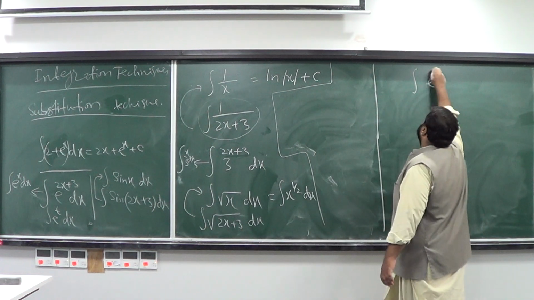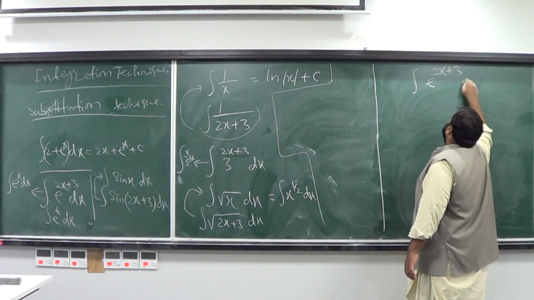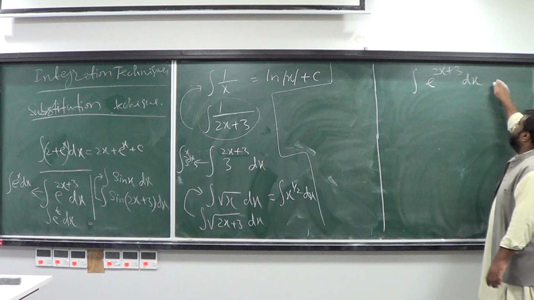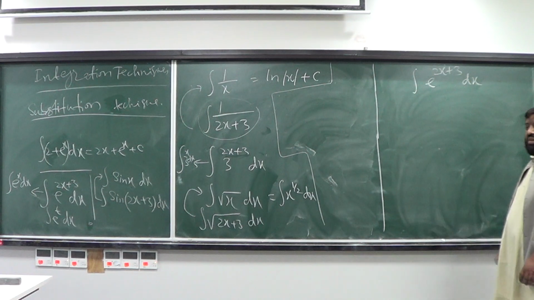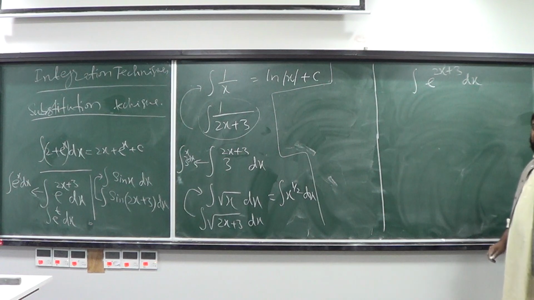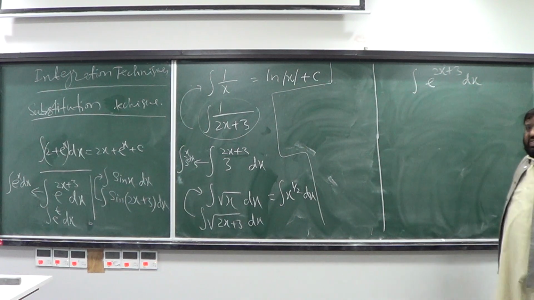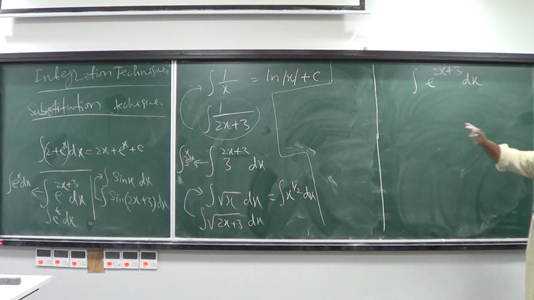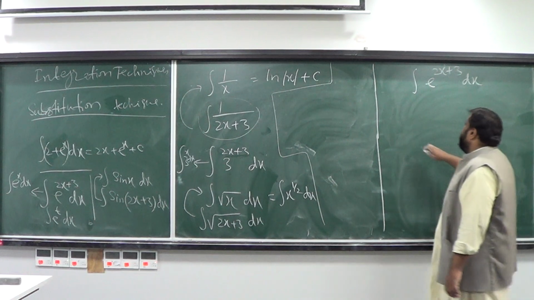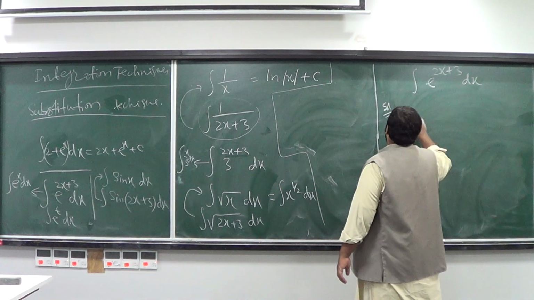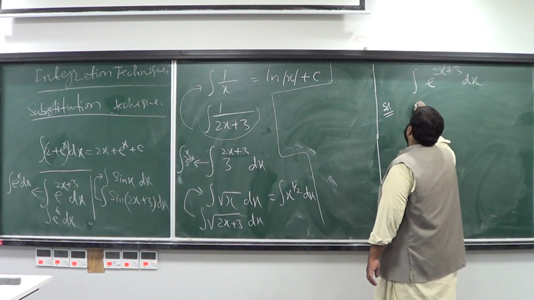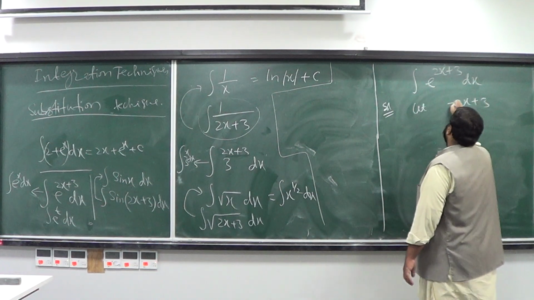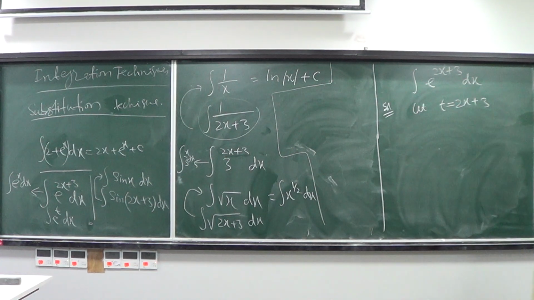So imagine I have this indefinite integral, e to the 2x plus 3 dx. I can't directly guess what the antiderivative of this function would be. As such functions are a bit complicated, a direct guess would not work. So you have to try to convert them into one of the standard forms. So how are you going to do it? You're going to set this expression 2x plus 3, give it a name t or u or whatever you like.